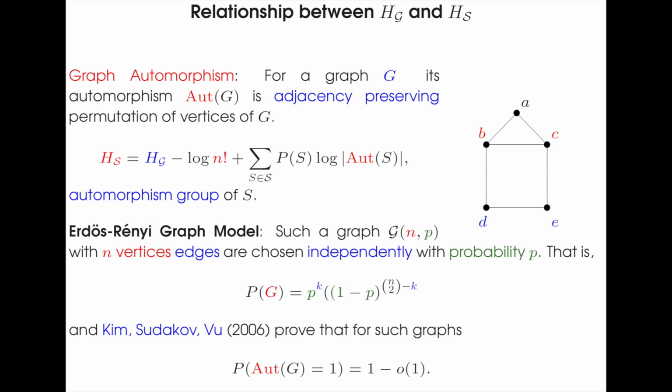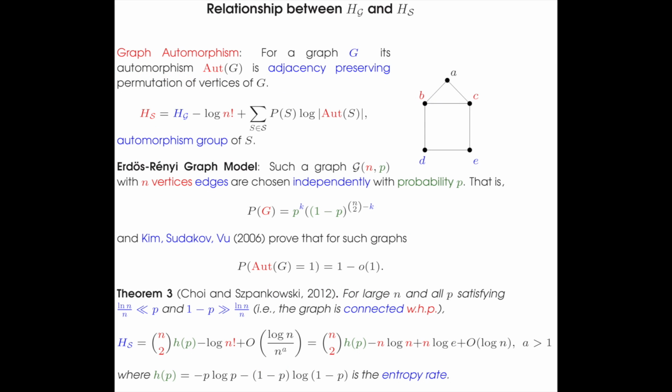The question is, if I do this way, how many symmetries do I have? Others proved that for such a random graph, the number of symmetries is basically 1, which means that this graph is asymmetric. If it is 1, the log is 0, so basically I'm dealing with this. This tells us that the structural entropy can be computed this way. Let's look at these 2 terms. This grows like n squared times the entropy of an edge, entropy of p, minus n log n, then you have a term n and something else.